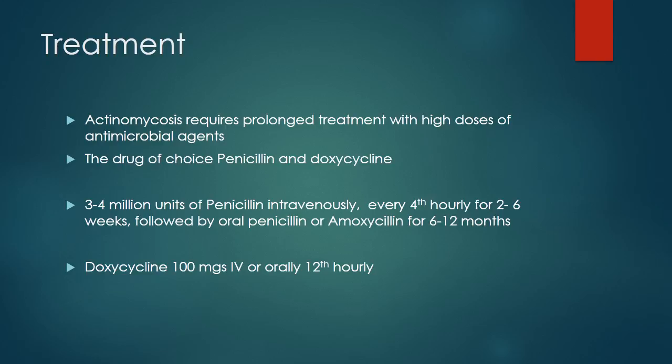This duration of the treatment is very important. Otherwise, the patient will have repeated attacks or relapses or recurrences of the disease. And how much doxycycline will we give? 100 milligrams intravenously or orally 12th hourly for the period of 6 to 12 months. So, the important things we have to keep in mind is it requires a prolonged treatment and the drug of choice is penicillin or doxycycline. We can use either one of them.